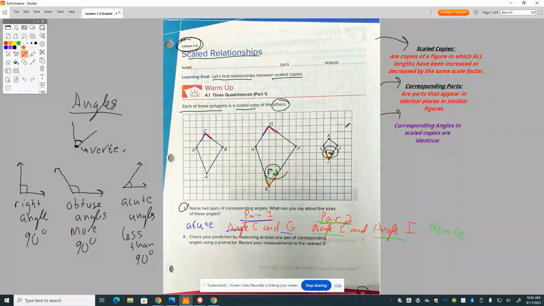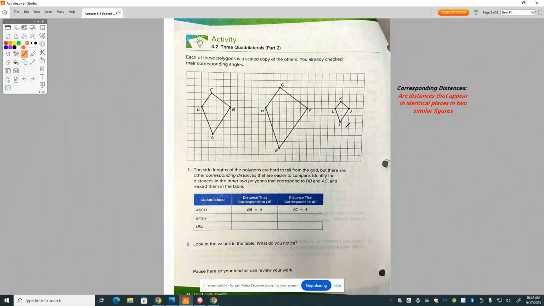Alright, so now that we've checked that corresponding angles in scaled copies have the same measure, let's go ahead and flip to the next page. The next page is telling me that each of these polygons is a scaled copy of each other. I double checked with the front page, and these are the exact ones they gave us on the page before. They're also letting us know that we've already checked that their corresponding angles have the same measure. Looking at problem 1, the side lengths of a polygon are hard to tell from the grid, but there are corresponding distances that are easier to compare.